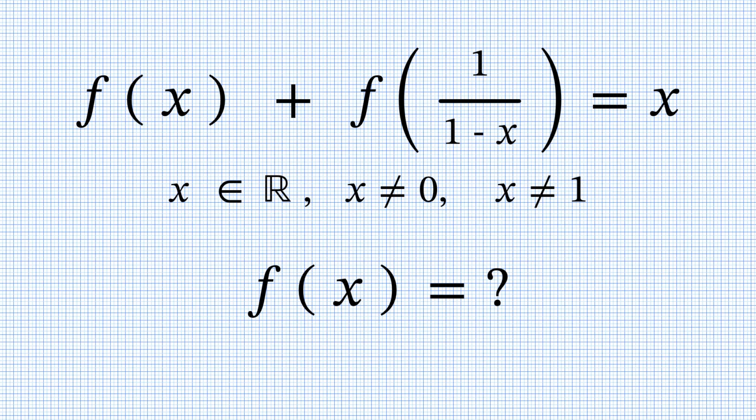The requirement that x is different from 1 is obvious, as the value 1 turns the denominator into 0, so the argument becomes infinite. The second term is undefined, and so is the first term, which is f of 1.